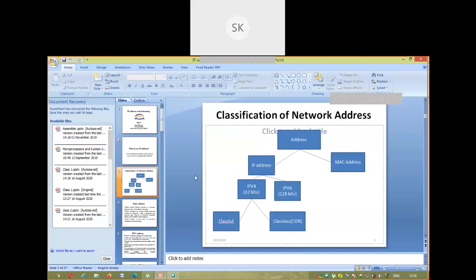so if we talk about the network address in computer networks, what are the types of address we have in computer networks? So basically, address can be classified in two categories. One is IP address, and another one is MAC address.